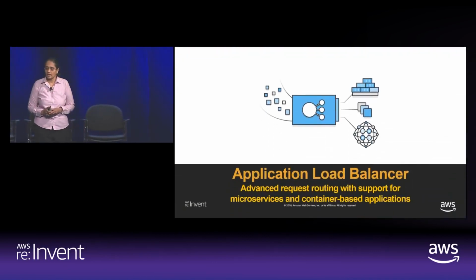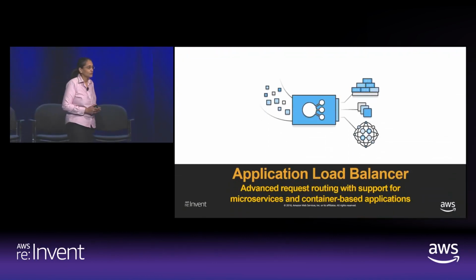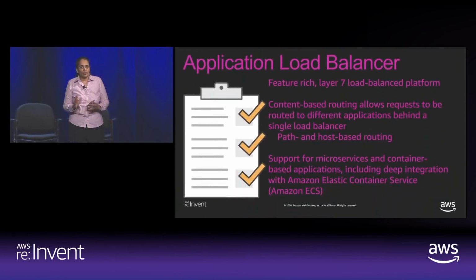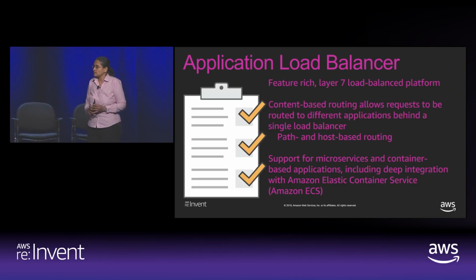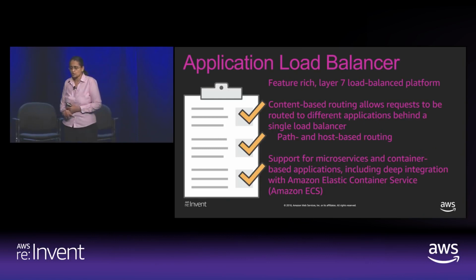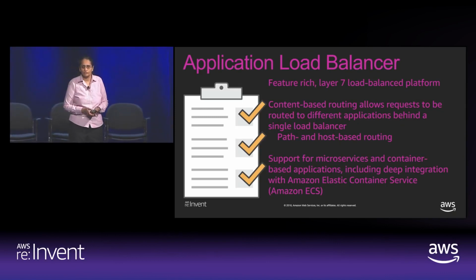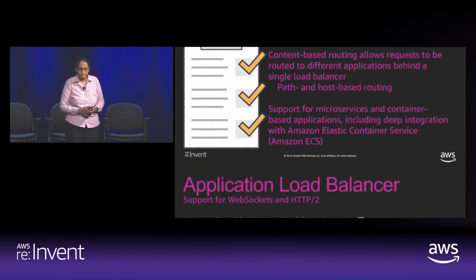Let's dive into the application load balancer. Application load balancer is a feature-rich layer 7 load balancer that we introduced 2 years ago. So high level, if you want to look at the features of the application load balancer, basically a layer 7 load balancer has a lot of content-based features, whether it's path-based routing or host name-based routing, well suited for your container applications.